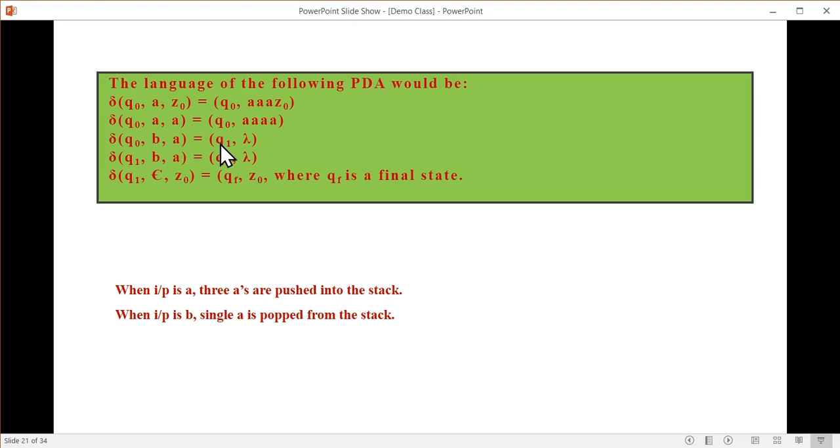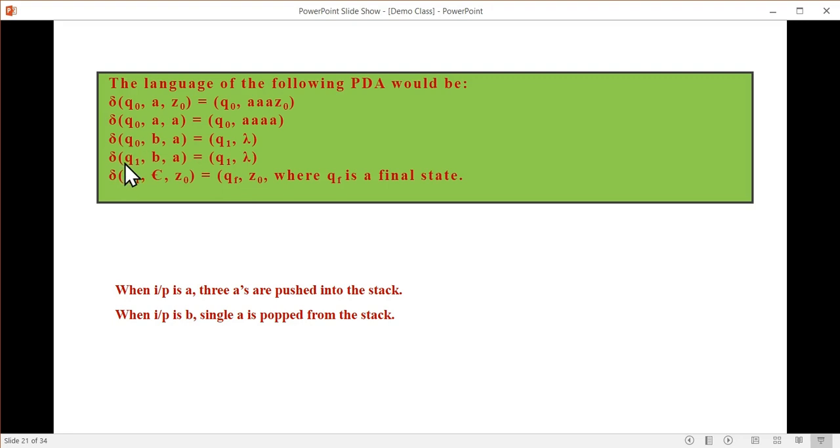We have to pop the top of the stack. The top of the stack is already A, so we have to pop one A from the stack. So that is given here. When the input is A, three A's are pushed into the stack. When the input is B, a single A is popped from the stack. This is the concept behind this transition function.